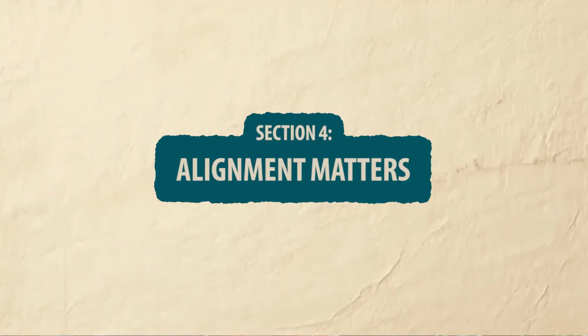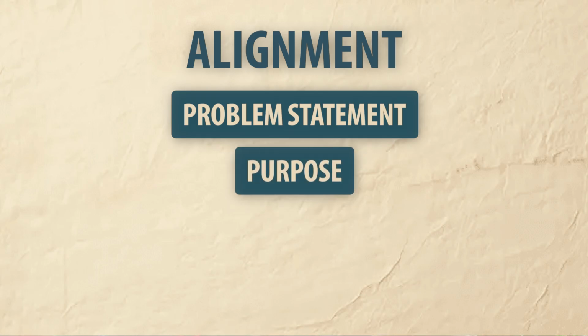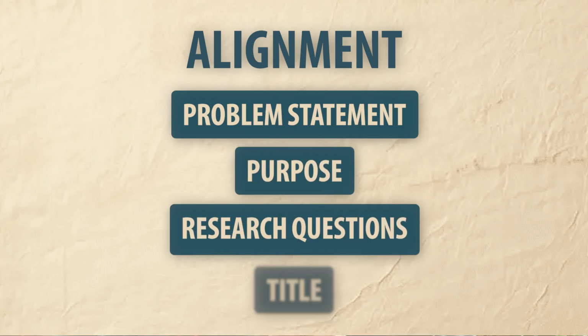The concept of alignment, where your problem statement, your purpose, your research questions, and your title all go in the same direction, is very important, especially in chapter one, because this is where it's presented. This is where people get to determine whether your material is in alignment or not.